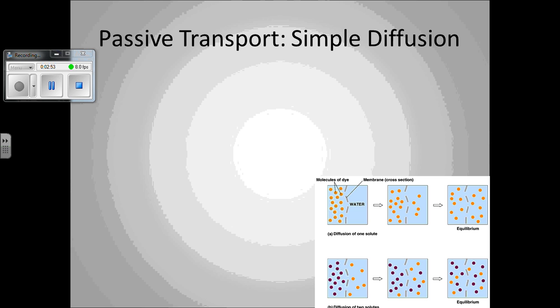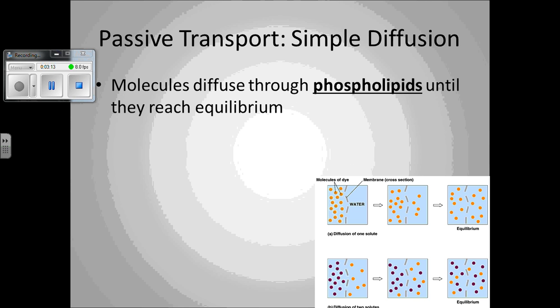If we look at just simple diffusion, again, simple diffusion is a type of passive transport requiring no energy. This is just like if you would spray air freshener or any type of perfume or cologne. They just naturally dissipate across the room. Molecules will spread out evenly, and this happens in your cells all the time. So, if we're talking about living cells, molecules diffuse through those phospholipids that we've already defined and diagrammed until they reach equilibrium. Those phospholipids make up the outer part of your cell membrane.